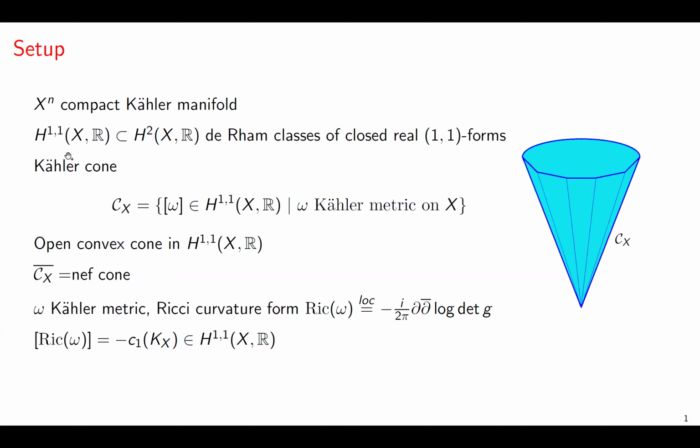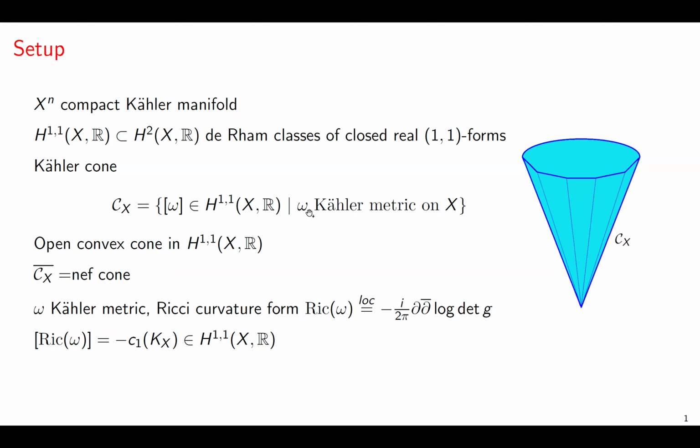And then the H^{1,1} will be one of the protagonists, the cohomology group of closed real (1,1) forms. So think of this as a transcendental analog of the space of R-divisors, say, which is up to numerical equivalence. And in this H^{1,1}, there's the distinguished cone. I would denote it by C_X instead of K_X, because K_X is usually the canonical bundle. So C_X is the cone of cohomology classes of Kähler forms.